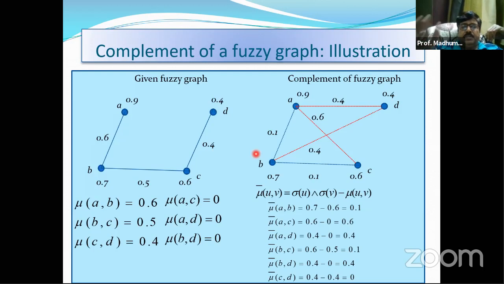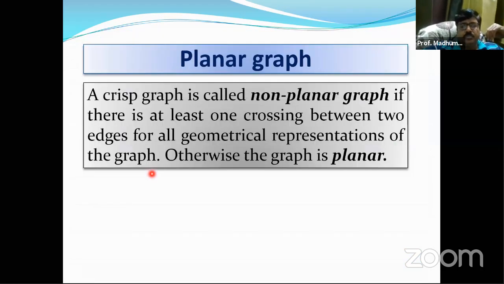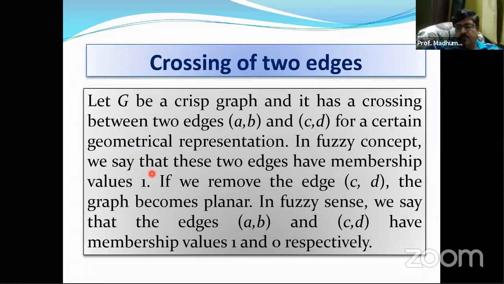This is somewhat different from our conventional graph theory, but the complement of the complement holds. If you find the complement of this graph, we obtain the original graph. So this condition is preserved for fuzzy graphs also. Now I think some time is left.